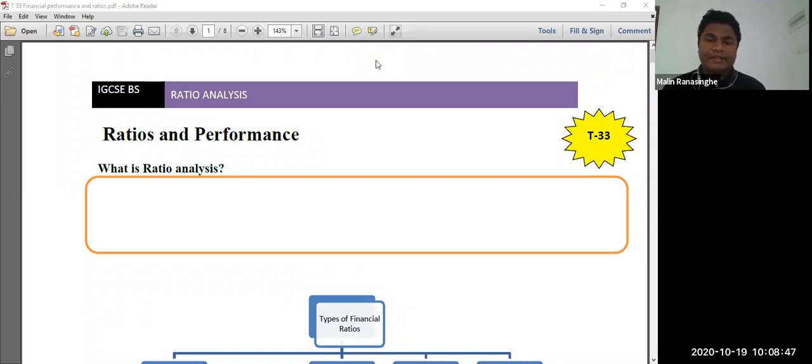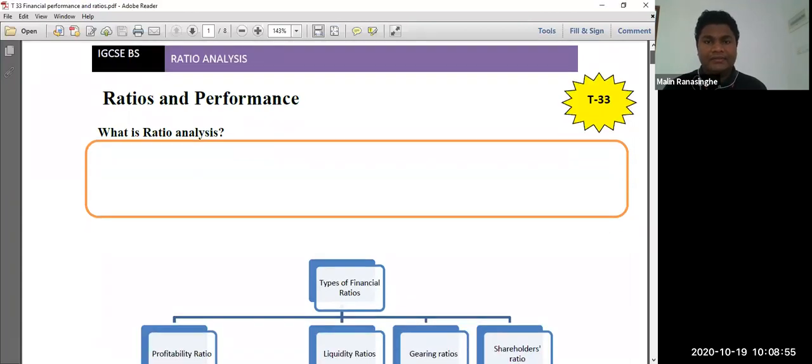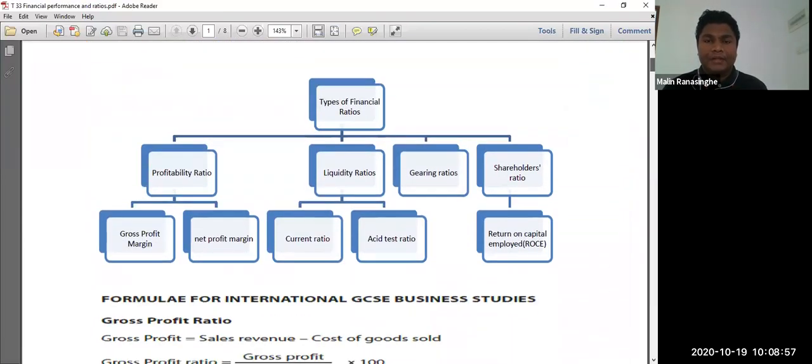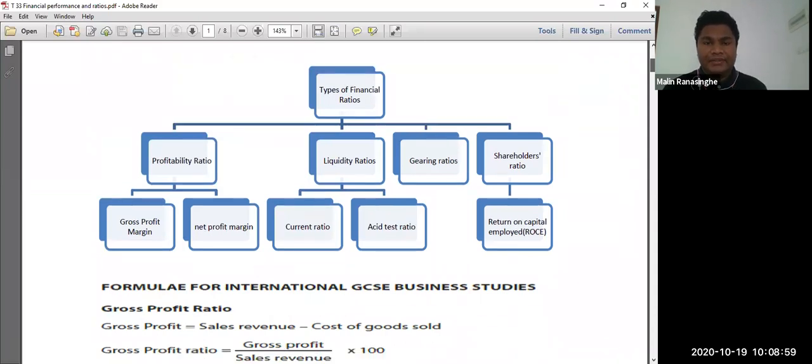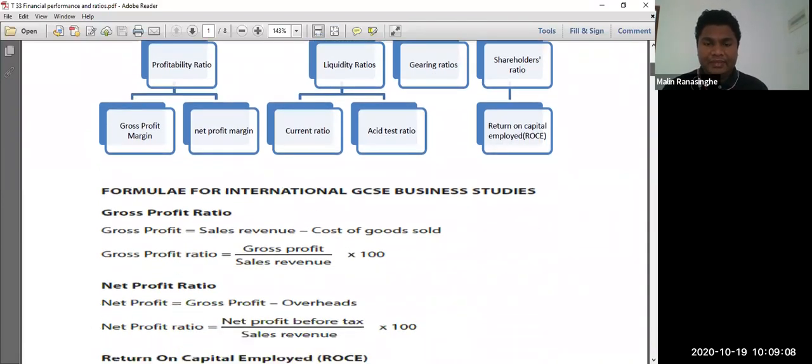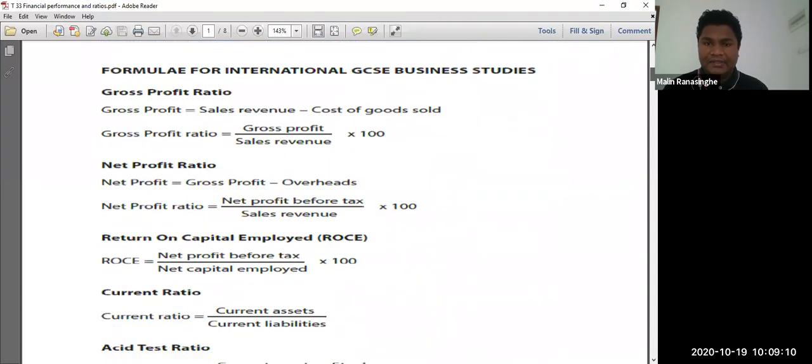Ratio analysis is a lesson that we're going to cover, mainly the different types of ratios which you use to assess and interpret the financial performance of an organization as well as the liquidity of the business. There are different kinds of ratios: profitability ratio, liquidity ratio, gearing ratio, shareholder ratio, everything. And these ratios are in the IGCSE business paper.